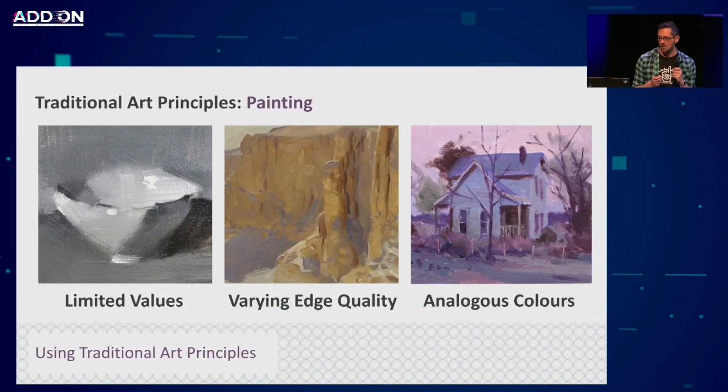So with all of those graphical features in mind, I then wanted to use traditional art principles, as I was saying before, to guide the process of creating assets to work within this scene. I chose three key traditional principles from painting, which are limited values, varying edge quality, and analogous colors.